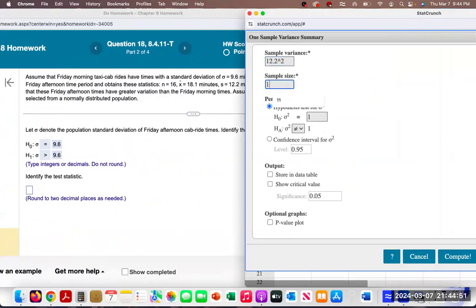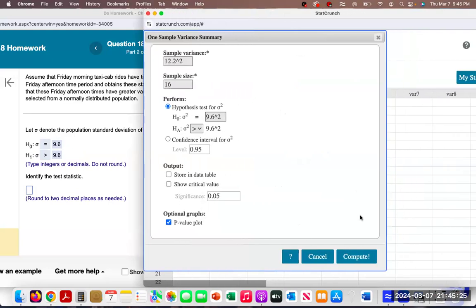Sample size is 16, and we're doing a hypothesis test. In StatCrunch, we're doing it for variance, so we're going to have to square both sides. In the null, we're saying variance is equal to 9.6 squared. So make sure you change these to variance. We're going to square everything. And in the alternate hypothesis, we're saying that variance is greater than 9.6 squared. We can click on p-value plot to see the graph.